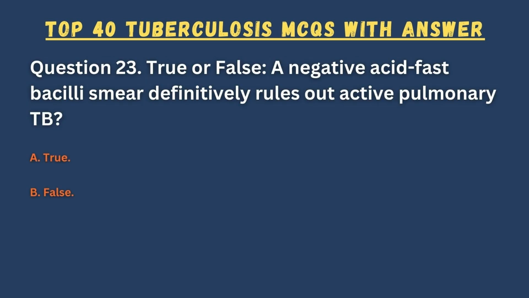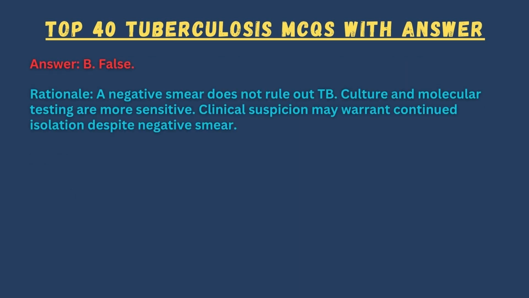Question 23. True or false? A negative acid-fast bacilli smear definitively rules out active pulmonary TB. A. True. B. False. Answer: B. False. Rationale: a negative smear does not rule out TB. Culture and molecular testing are more sensitive. Clinical suspicion may warrant continued isolation despite negative smear.